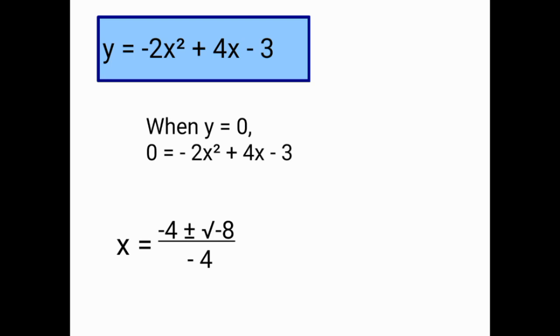So, x equals minus 4 plus or minus the square root of minus 8, over minus 4. You cannot take the square root of a negative number, therefore this equation has no solutions, so the graph does not cross the x-axis.